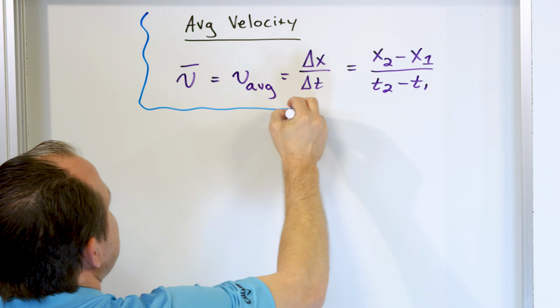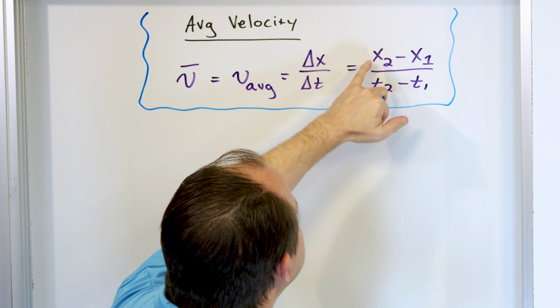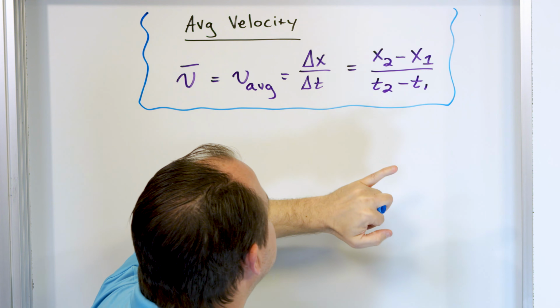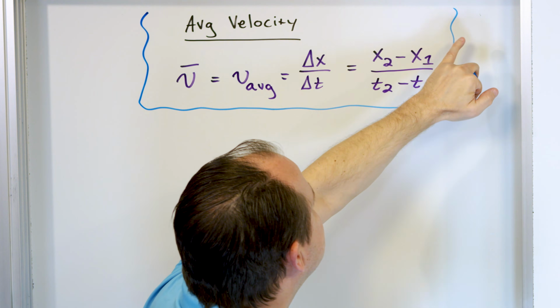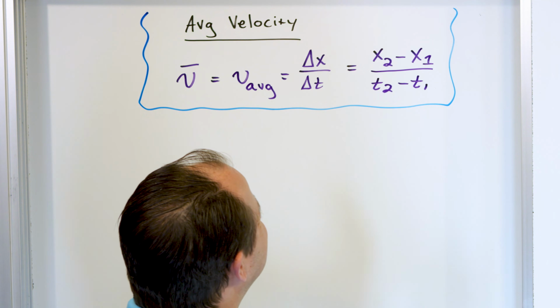You already know that this has to be the equation for the average velocity because the unit of this would be distance in meters, and the unit of this would be time. So you would get meters on the top and seconds on the bottom, meters per second.